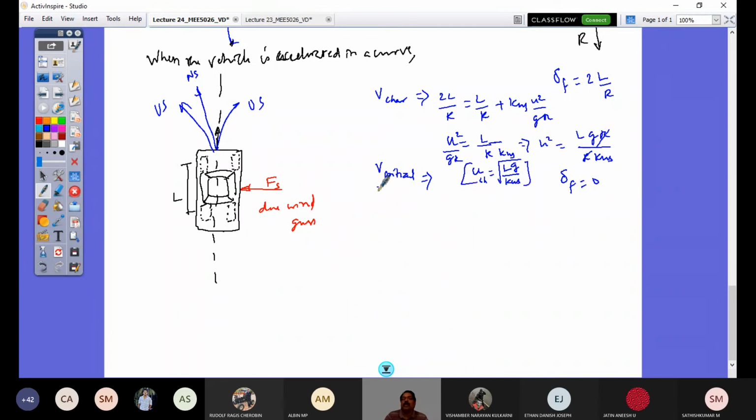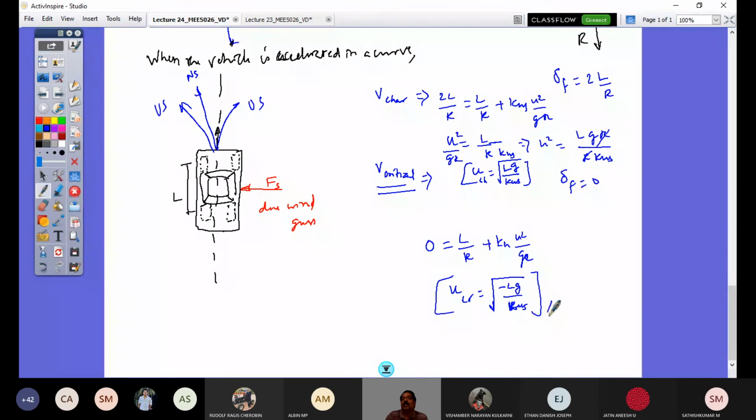So similarly, how can I get V critical? In equation 15, delta F0 is L by R plus K_US U squared by GR. So my U critical would be under root of minus LG by K_US. This minus sign comes here, and the K_US value is negative, so minus minus goes up, and I get my critical speed.